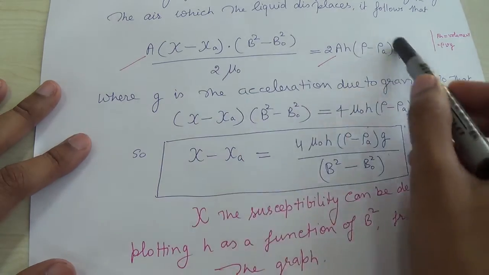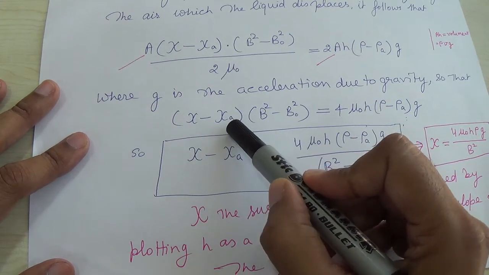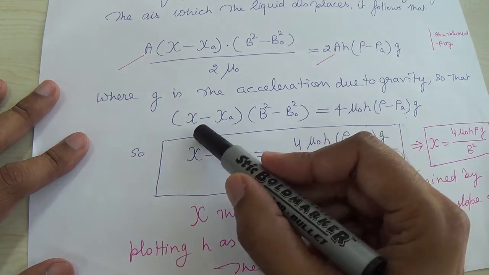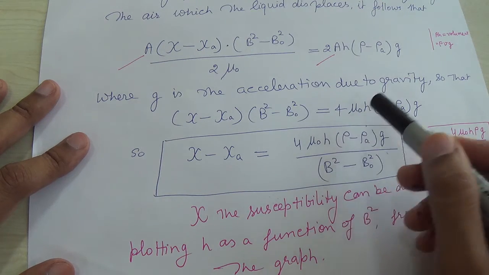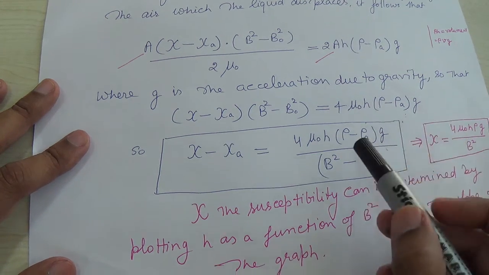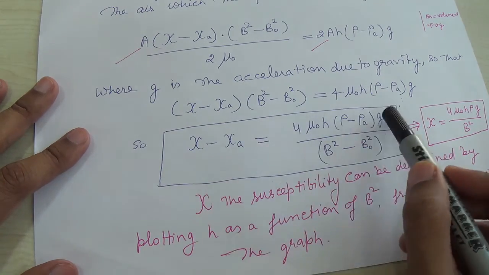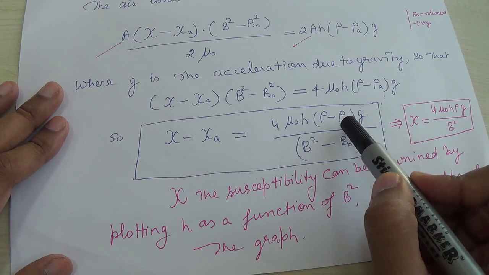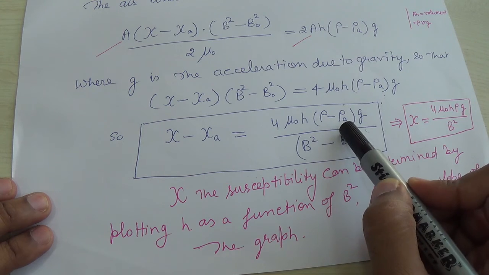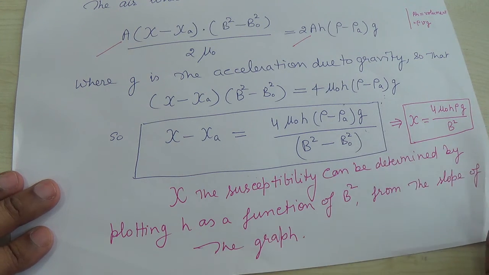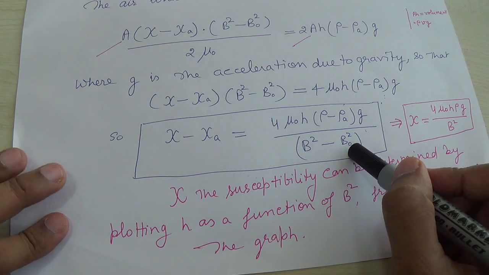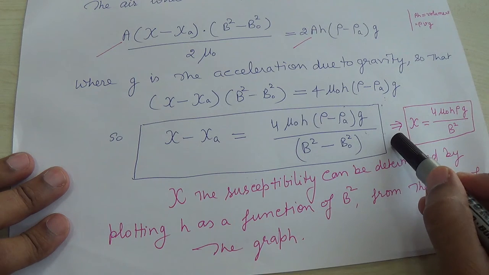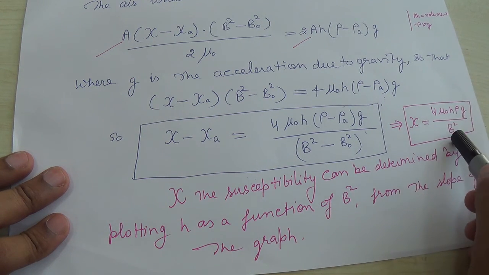So now the form of this formula is (chi minus chi A) times (B squared minus B naught squared) equal to, with A cancelling out, 4 mu naught h (rho minus rho A) times g. And if I write it properly in terms of chi and chi A, the formula looks like that. Further, if there is no contribution of the air susceptibility and density of the air, and similarly B naught is equal to 0, there is no role of the magnetic field B naught. After this one can write the formula for susceptibility: chi is equal to 4 mu naught h rho g upon B squared.